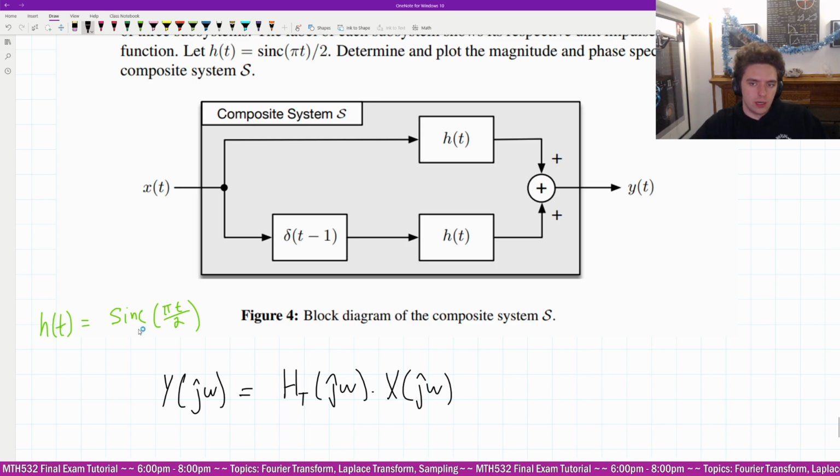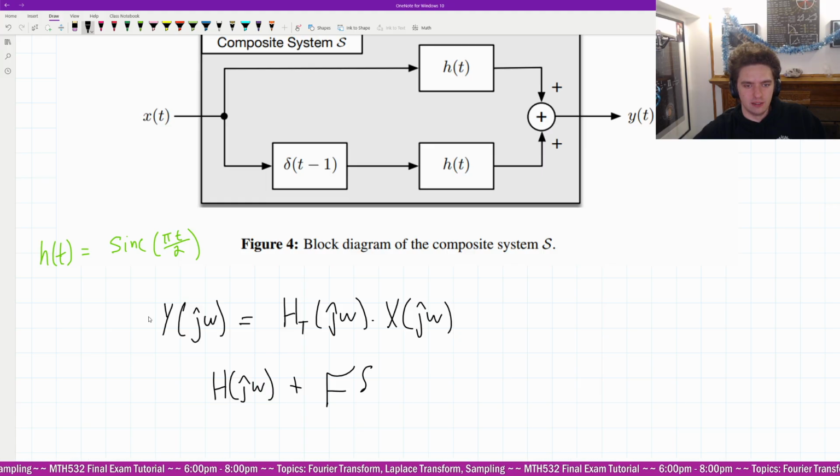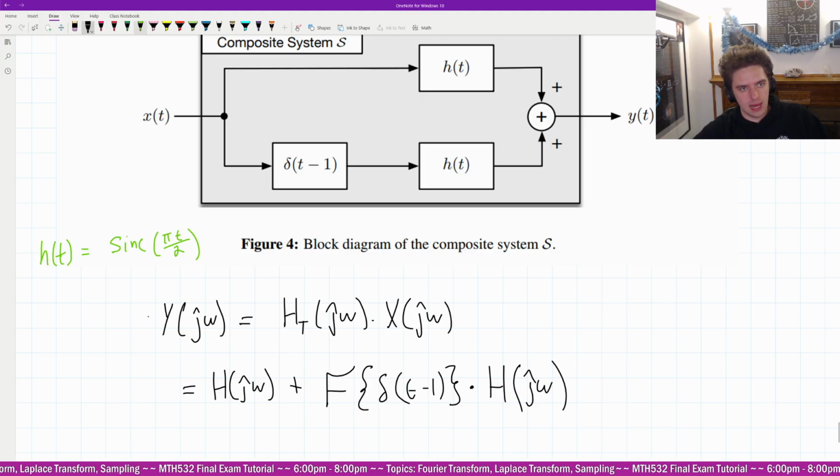What is that H total? Well, there are 2 paths, so it's going to be H of j omega plus the Fourier transform of delta of t minus 1, times H of j omega. That is your total.